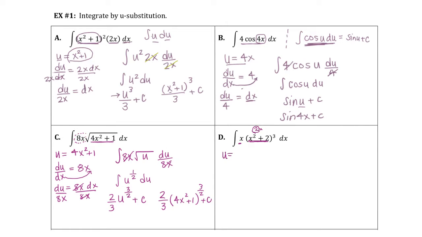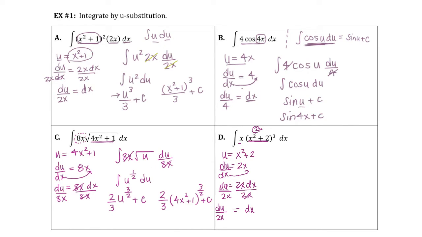We're going to say u equals x squared plus 2. The du dx is going to be equal to 2x. And now again, we're going to solve for dx. So I'm going to move dx over, so I have du equals 2x dx. Divide by 2x. And notice that we have dx is equal to du over 2x.